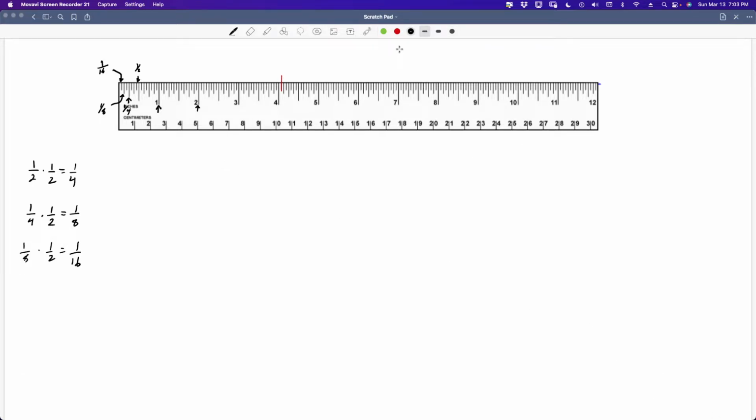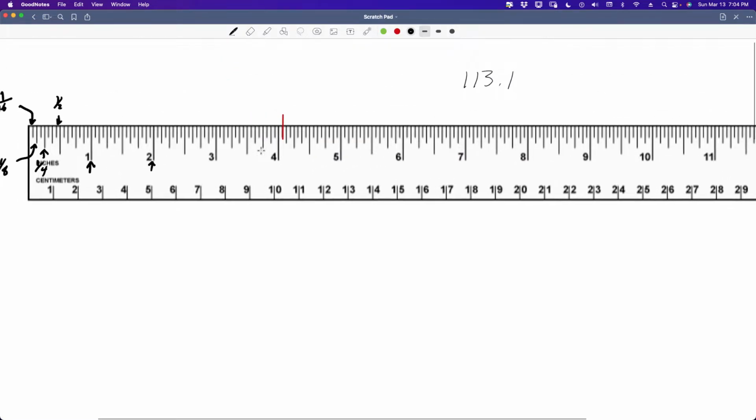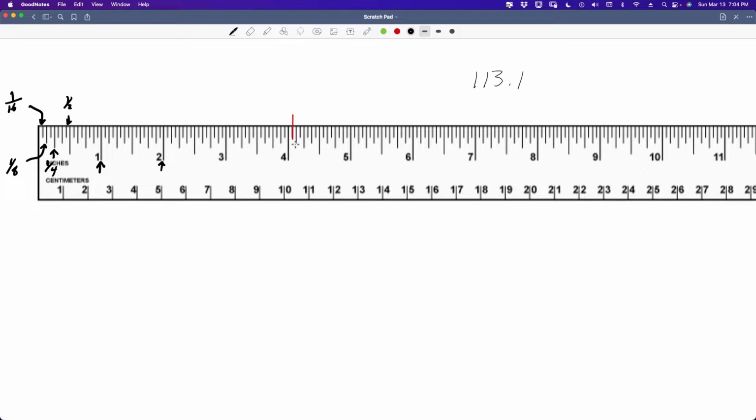All right, in problem 113.1, we're looking at this red line here. We need to know how long the red line is, or how far away from the beginning of the ruler this red line is. What is the length indicated on the ruler by this mark? So I'm going to zoom in just a little bit so we can see this a little better. And if you look, we see that this line is just past 4 inches. So we're going to have 4 inches for sure.